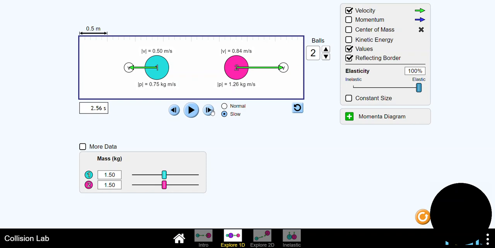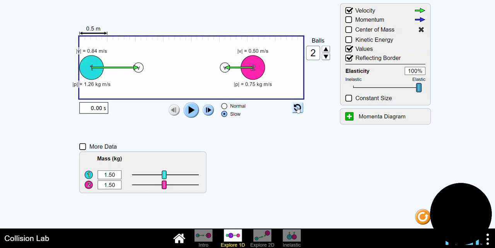Let us try one more case. So we're going to reset. I will increase the mass of one of the bodies a lot. I will decrease the other one to 1 kilogram. I will increase the velocity. So these are the values of velocity and linear momentum for body 1 before the collision, and the values of velocity and linear momentum for body 2 before the collision.